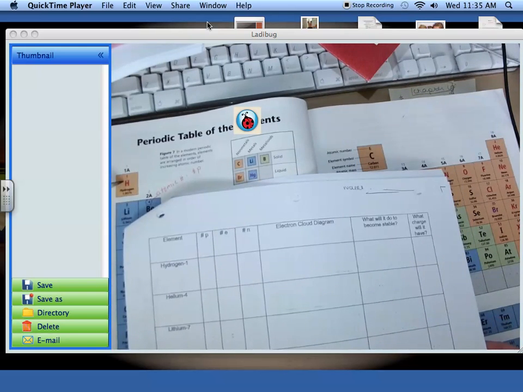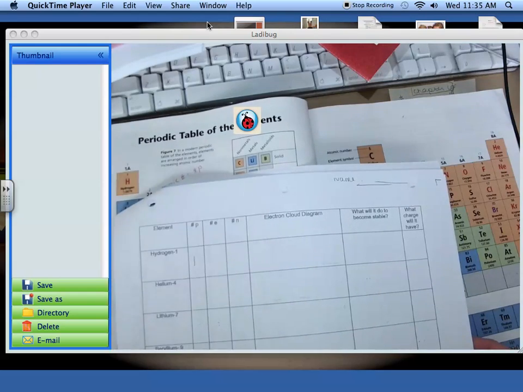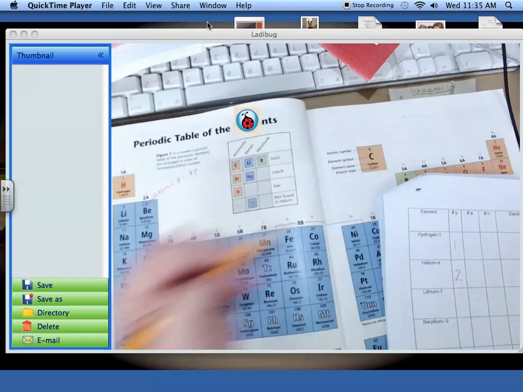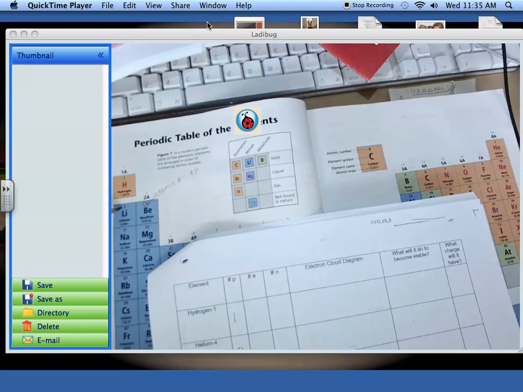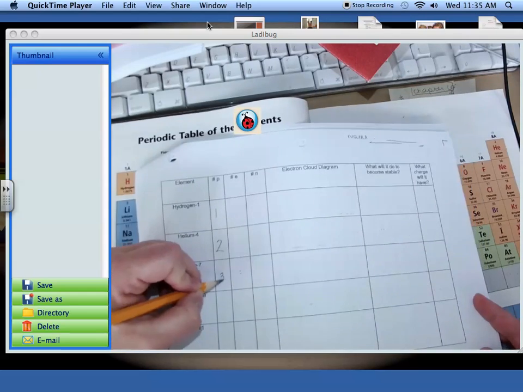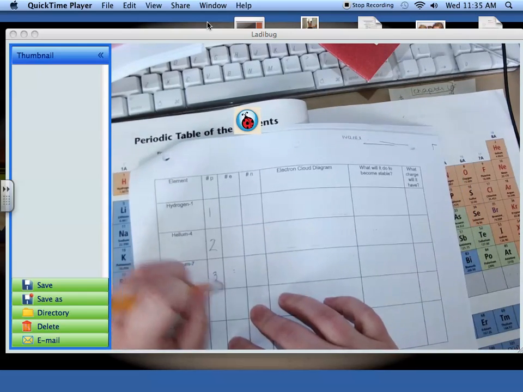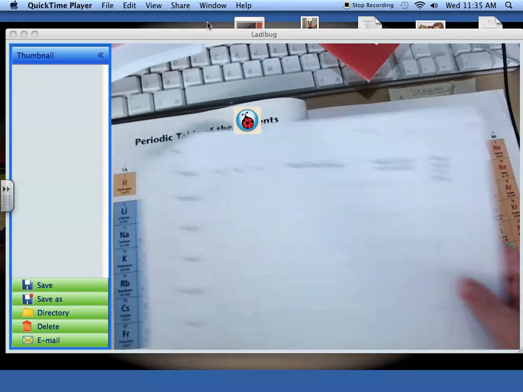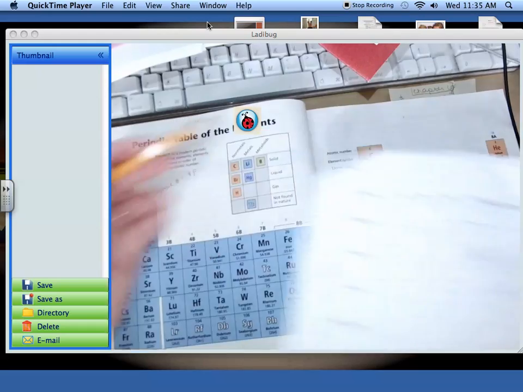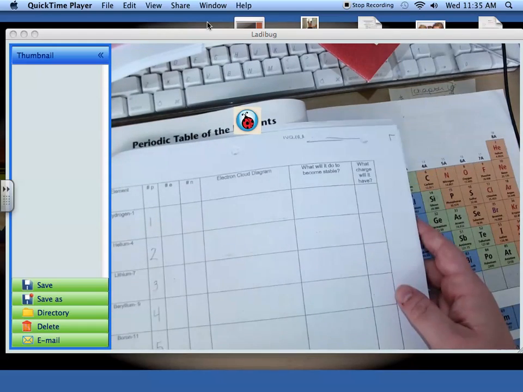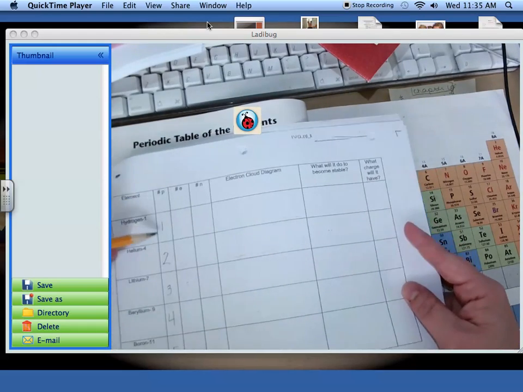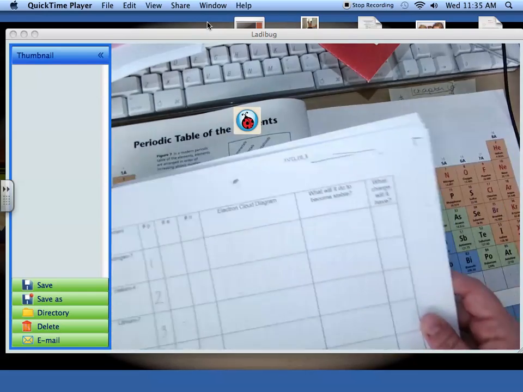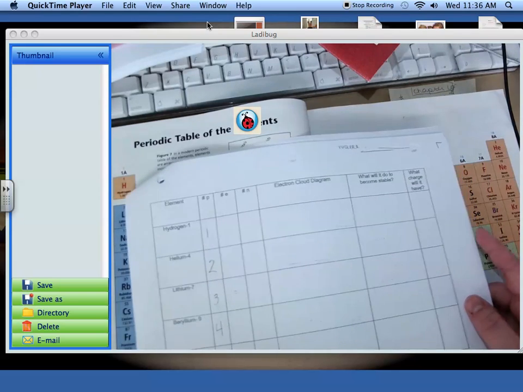So hydrogen's atomic number is 1. That means it has 1 proton. Helium's atomic number is 2. That means helium has 2 protons. Lithium's atomic number is 3. That means lithium has 3 protons. If you look at beryllium, the atomic number is 4, so it has 4 protons. Boron, the atomic number 5, that means it has 5 protons. So this column is so easy to fill in because you just look at the periodic table and it's the atomic number. If we were to fill in electrons, this one is also easy.